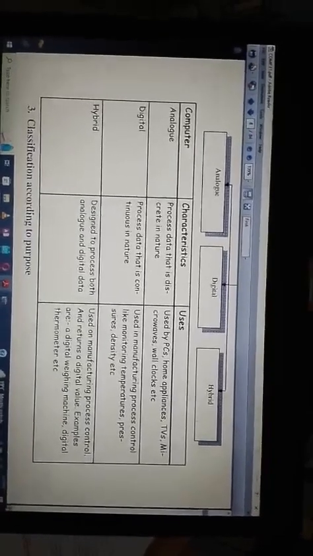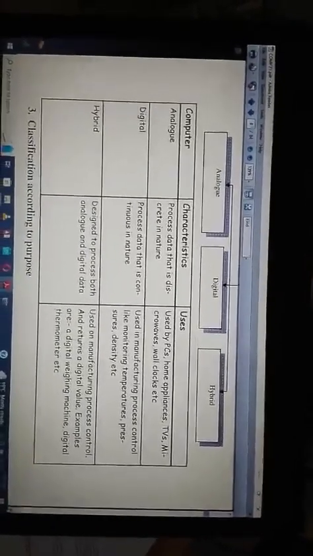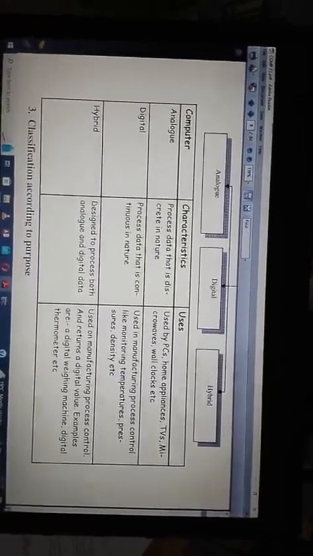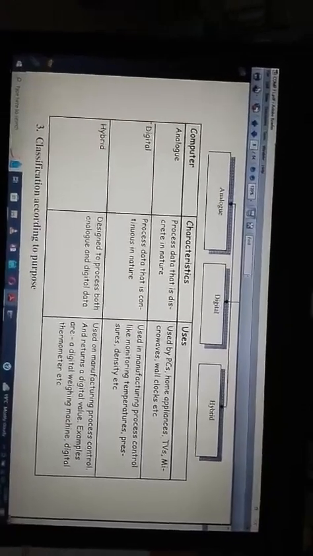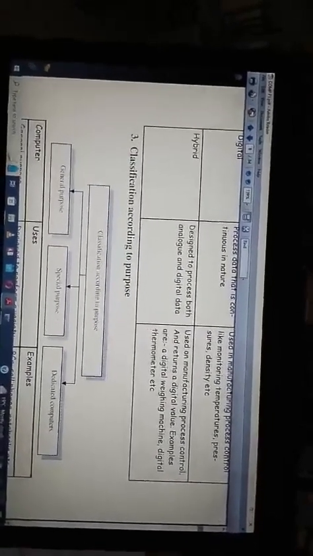It combines the two. Hybrid, it is used in manufacturing process and returns a digital value. Examples are a digital weighing machine, digital thermometers, such. And my dear viewer, those are the three examples of classification according to functionality.